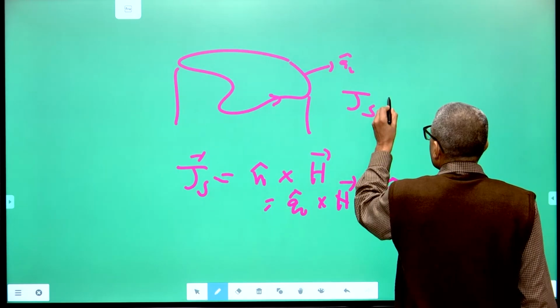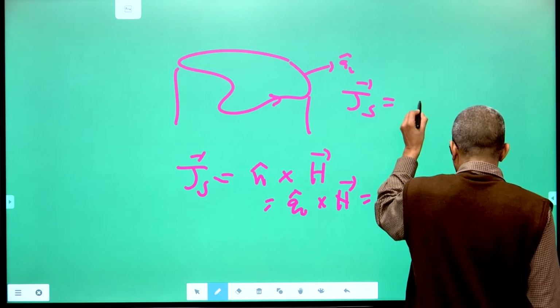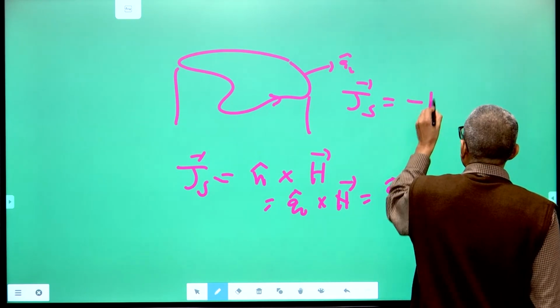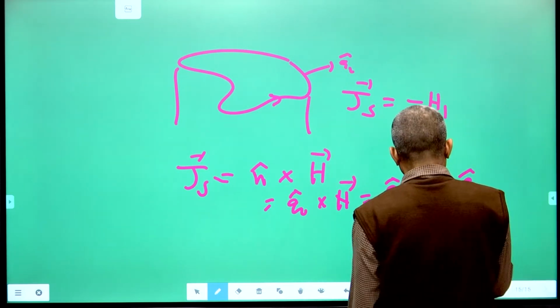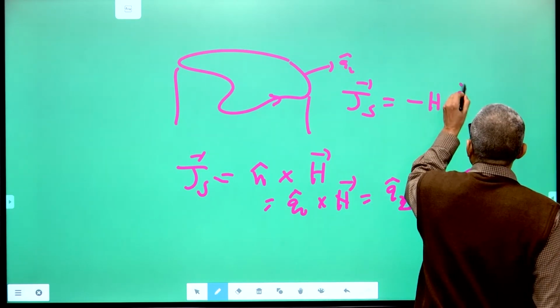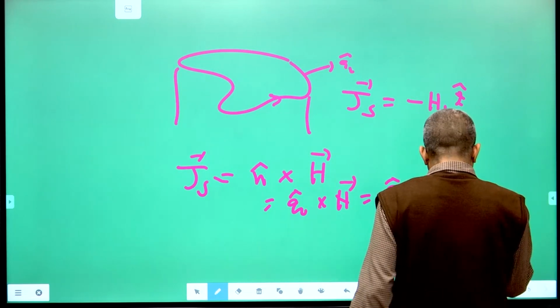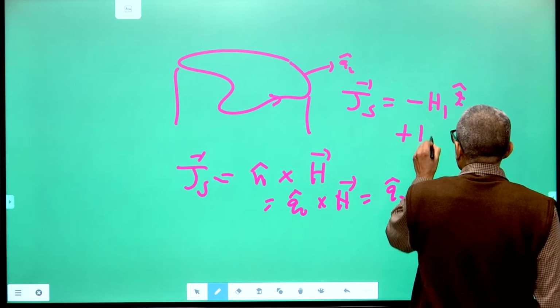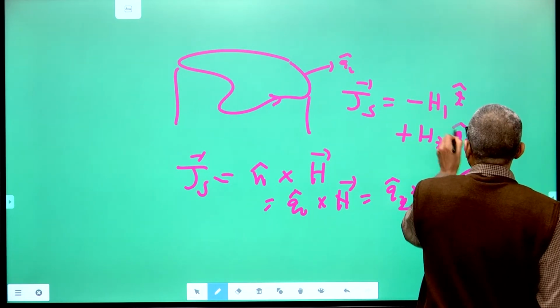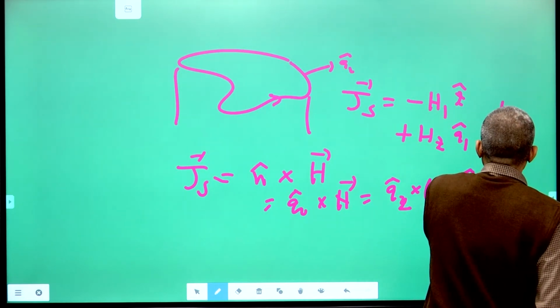So you can say that J_s on the boundary is nothing but minus H1 times q2 cap cross q1 cap, which is minus z cap. So H1 z cap, q2 cap cross q2 cap is 0, q2 cap cross z cap is q1 cap. So this is plus H_z q1 cap on the boundary, that is evaluated at q2 equal to c0.